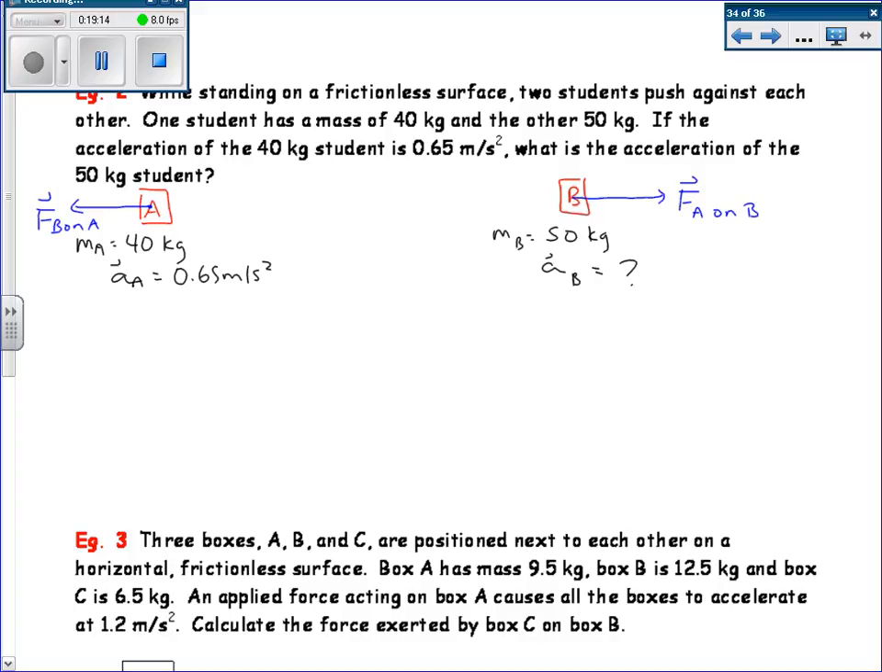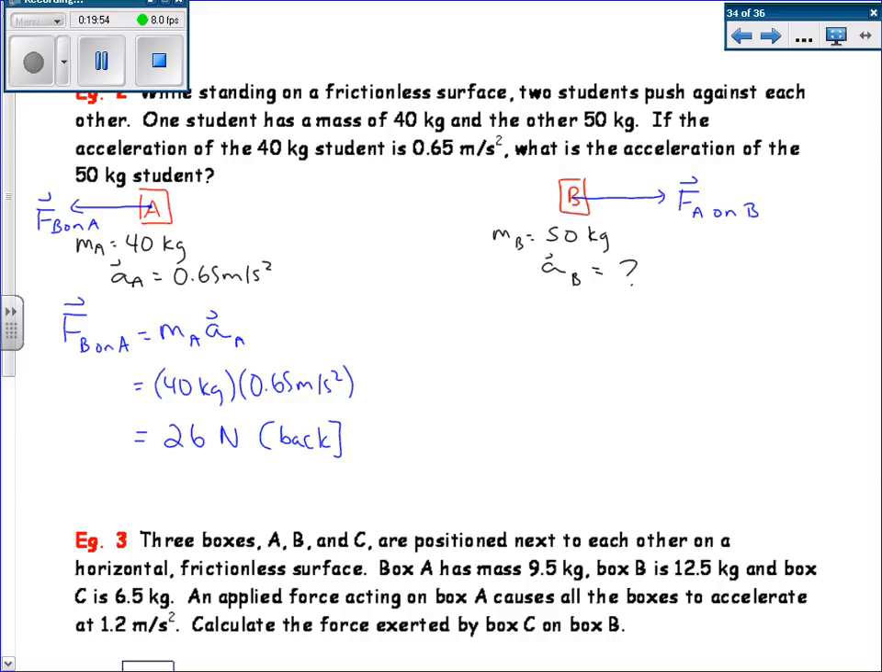What we have to use to analyze this is the fact that the force of B on A is equal to mass of A times acceleration of A, so 40 kilograms times 0.65 meters per second squared. So 40 times 0.65 is 26 newtons. In this case it would be negative, but we don't need to worry about the negatives right now.